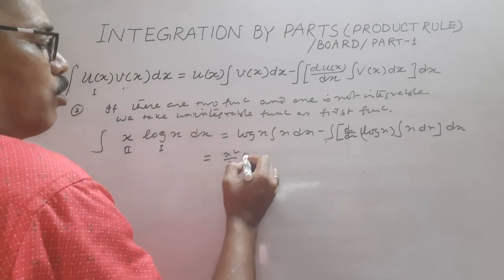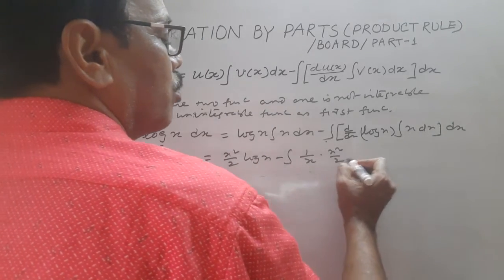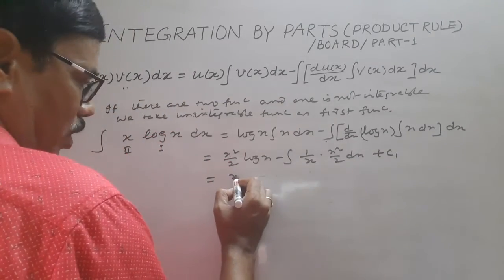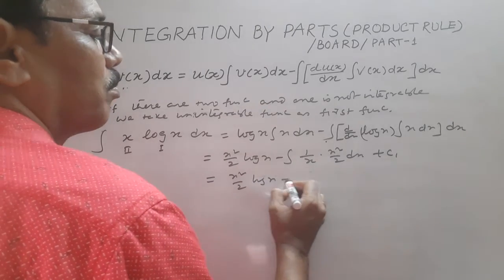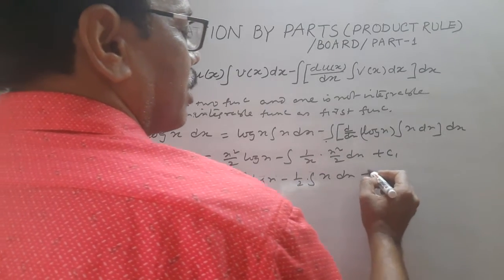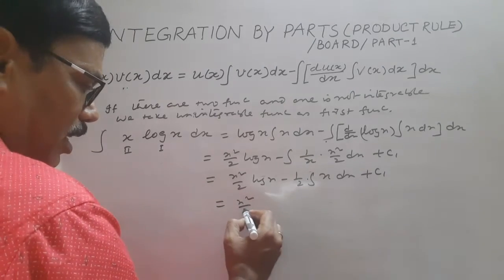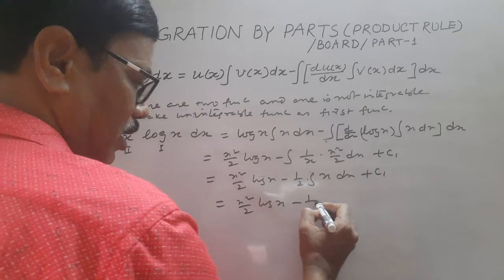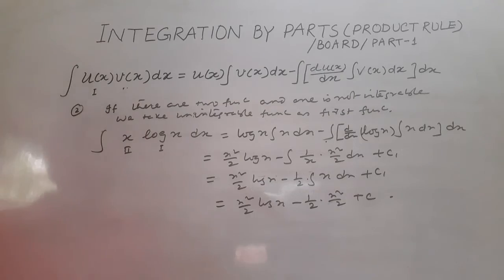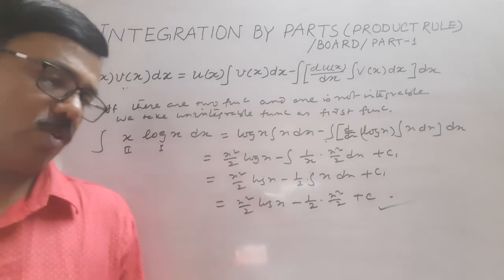So x square by 2 log x, minus integral of 1 by x into x square by 2 dx, plus c1. So x square by 2 log x minus half into integral of x dx. 1 x is cancelled out. So finally, x square by 2 log x minus half into x square by 2 plus c. So this is our second observation.